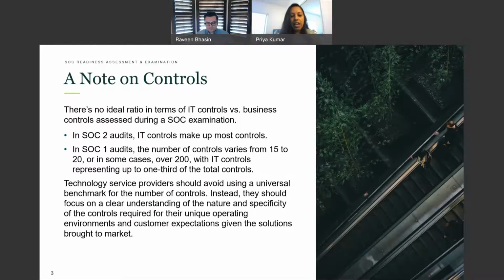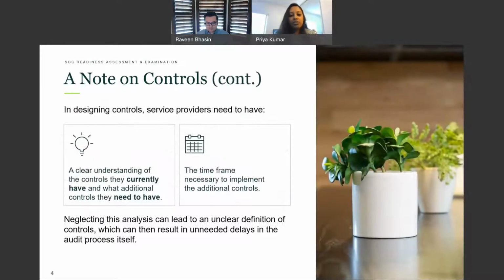And so onto the next slide, a next important aspect to keep in mind when you're designing controls is you want to understand what controls already exist and then what additional controls you may need to have and implement. Depending on the extent of what those gaps are and the resources that you have to remediate said gaps, this may play a big part in driving timing for your actual SOC examination. So now I'll turn it over to Raveen to talk a little bit more about defining controls.